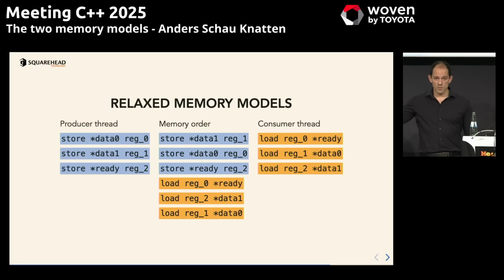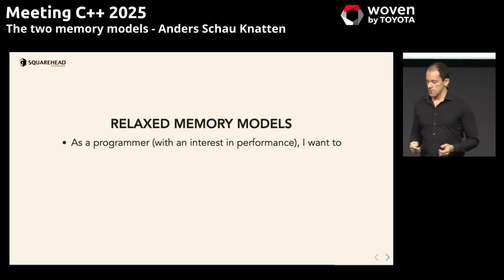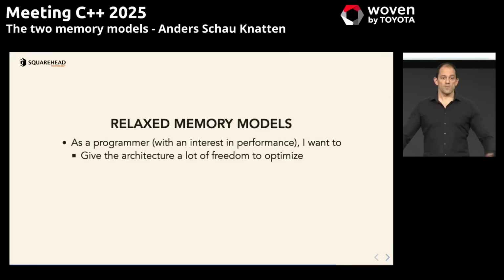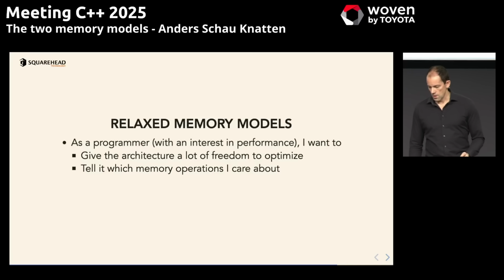TSO x86 would never do this. On more relaxed memory models, we would allow that. So this could potentially be faster. If you happen to have write permission on the right cache line for one of them, but not for the other, you're just like, okay, let's get that one out of the way, stuff like that. So I care about data with respect to ready, but not data with respect to other data. So then as a programmer with an interest in performance, I want to give the architecture a lot of freedom to optimize. And I want to tell it which memory operations I actually care about, so that it can just go ahead and do whatever with the rest of the memory operations.